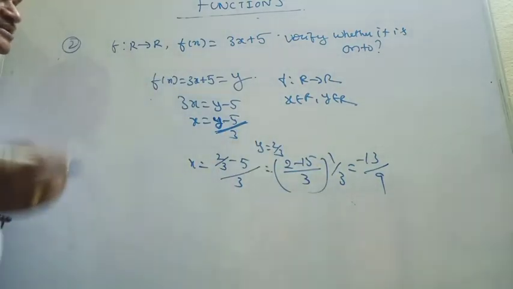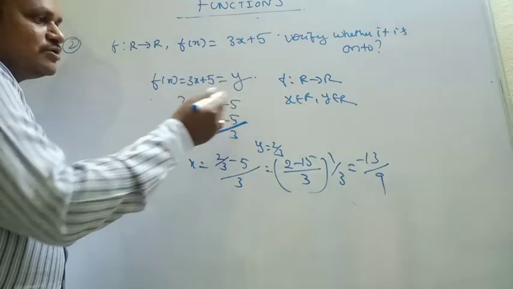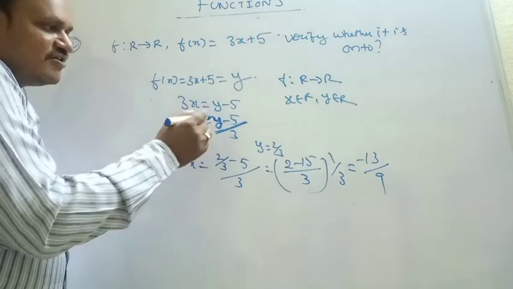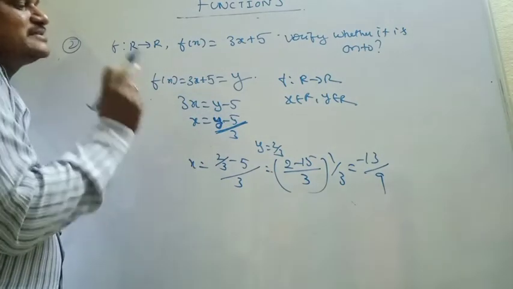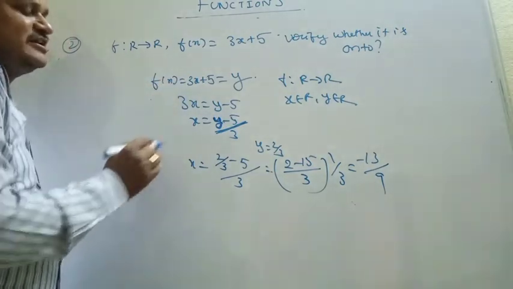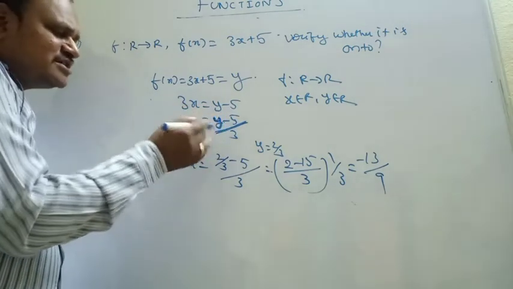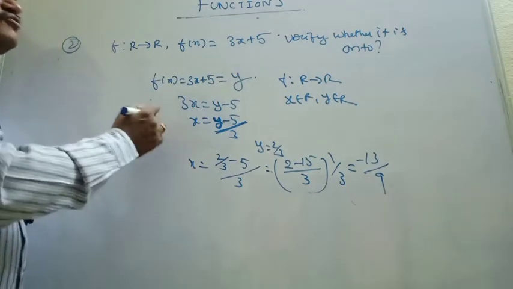Here the logic is, my dear students, you have to take f(x) equal to y, so 3x = y minus 5. You have to express x in terms of y. Then you see that for every y, we will be able to define x perfectly. Here, y is a real number means (y minus 5)/3 is also a real number. That's why x is a real number. Therefore, it is an onto function, or a surjection.